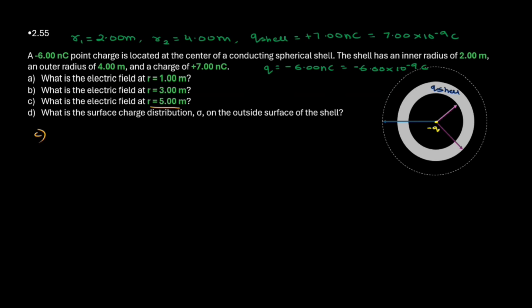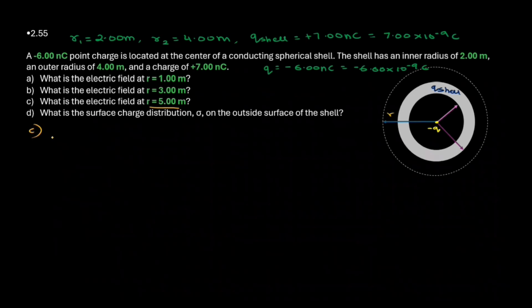We will construct a Gaussian surface passing through the point at a distance 5 meter from the center, and we follow the same steps to calculate electric field. According to Gauss's law, the total flux through a closed surface is numerically equal to the charge enclosed by the surface over epsilon naught. And from the definition of flux, we can write phi as integral E dot dA, that is equal to charge enclosed over epsilon naught.